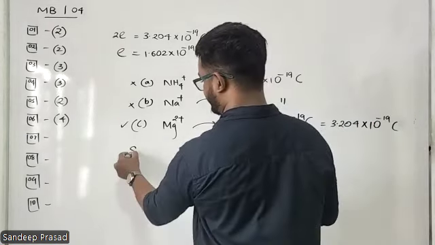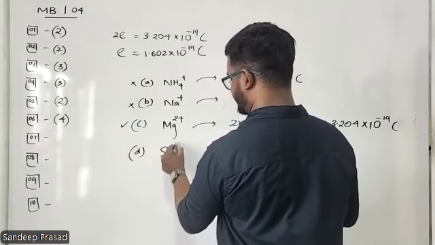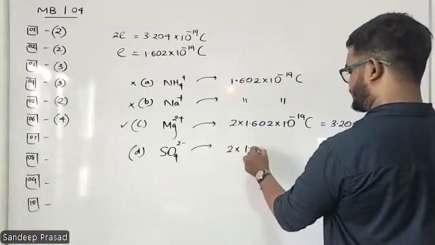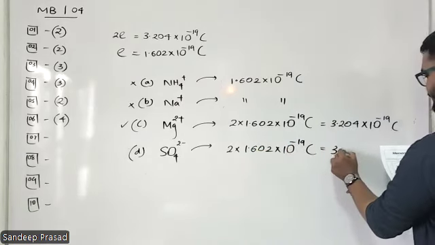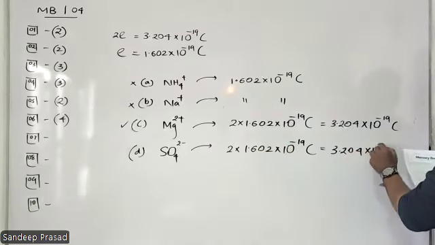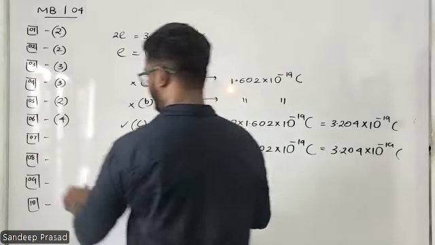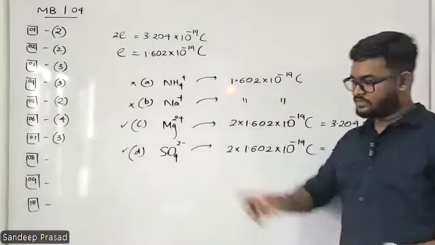What about sulfate? D, SO4 2 minus. Remember students, SO4 2 minus means 2 minus charges are there. So the electron charge 1.602 × 10^-19 coulomb, so that is also 3.204 × 10^-19 coulomb. C and D can be taken. Therefore, question number 7, answer is the third one. Raise your hand those who got the answer 7, third one.